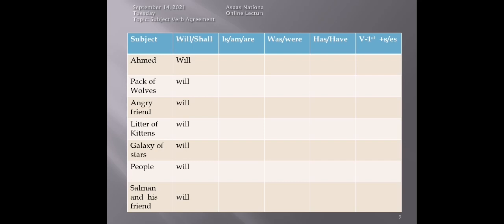Angry friend is also singular. Litter of kittens is also singular. It's a group of kittens. Galaxy of stars is also singular. People is plural, so use the form without S, like are, were, have, or go, etc. Salman and his friend, they are joined by and, so we will take them as plural and use a verb that is without an S.